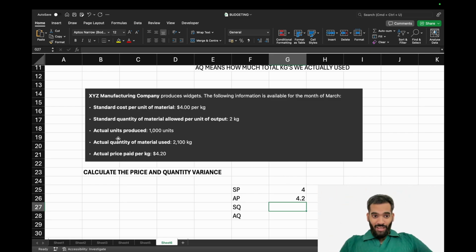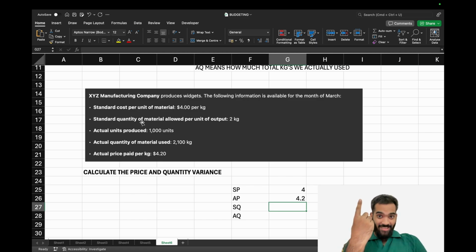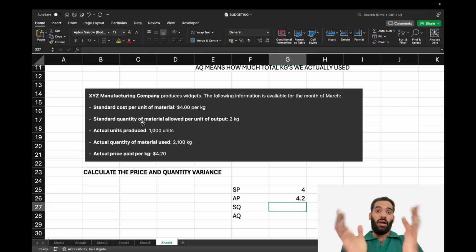Now if you notice in this question, we have been given the standard quantity of material allowed per unit of output. So for every unit we are making, we need 2 kilograms, not the total. This is why people get confused. They will just take this as the standard quantity. This is not the standard quantity. This is the standard quantity to make 1 unit of whatever product you're making. But we know that standard quantity means the total kilograms we should have used.